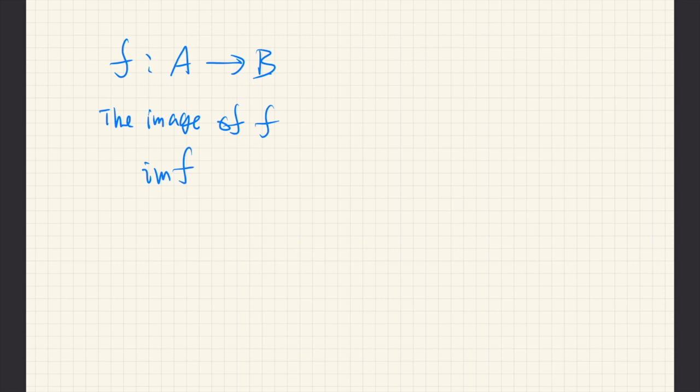Next, we introduce the notion of image. Suppose we have a map f from A to B. Then the image of f, which we write as Im f, and sometimes we might want to put parentheses around f, is called the image, and it's defined as follows. It is the set of values of f(a) where a is in A.